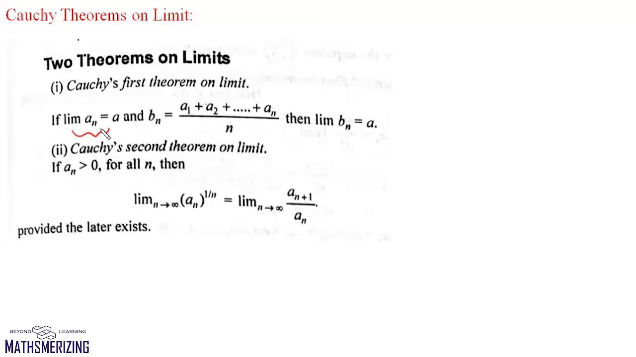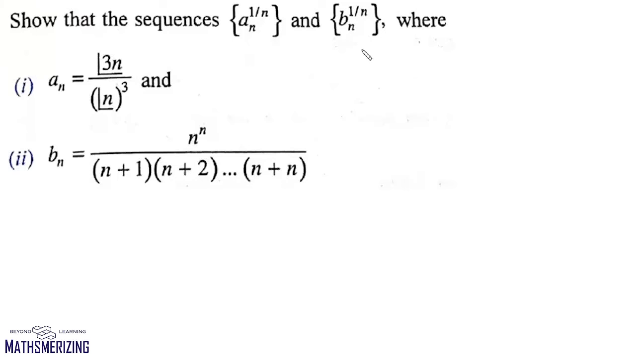And the second theorem says, if an is a positive number, then for all n, this limit n tends to infinite an to the power 1 by n will be same as this limit n tends to infinite an plus 1 upon an. Now here in this question, we need to find limit of the sequences an to the power 1 by n and bn to the power 1 by n. Now Cauchy's second theorem says this limit n tends to infinite an to the power 1 by n is same as limit n tends to infinite an plus 1 upon an.